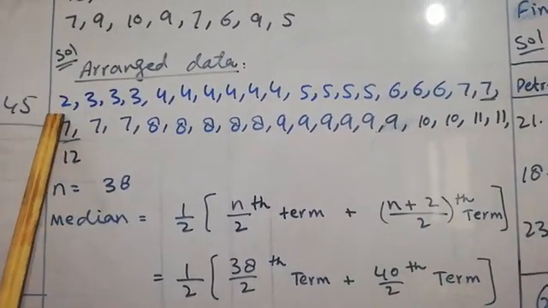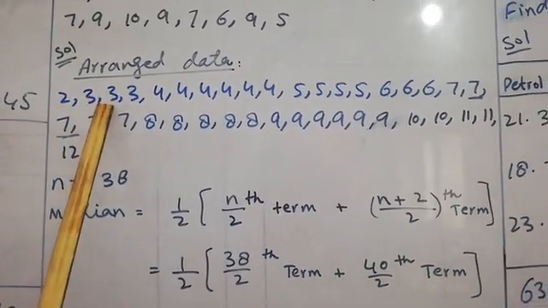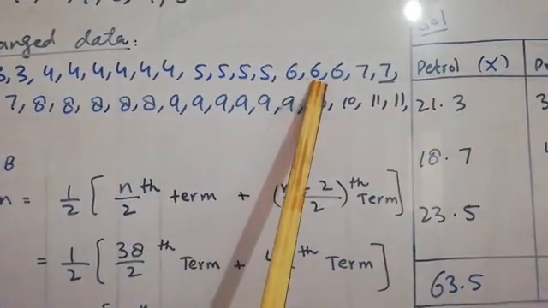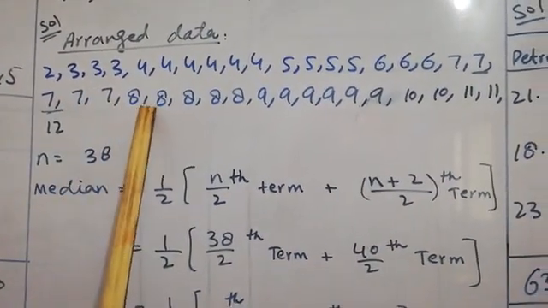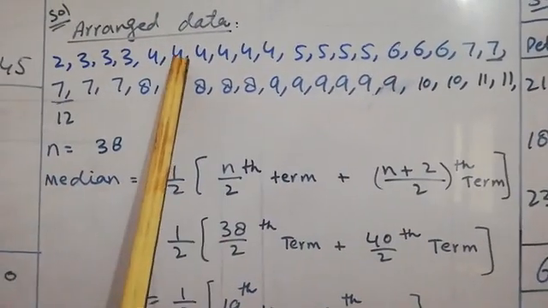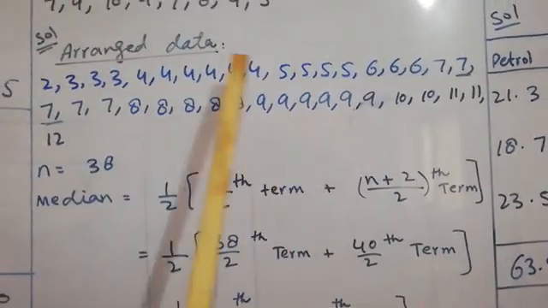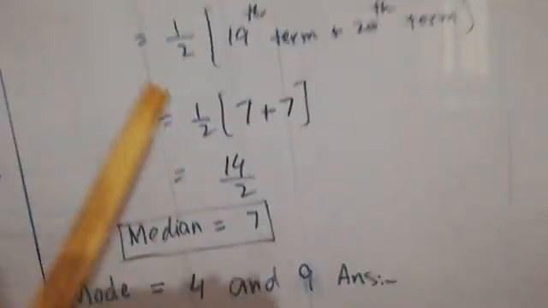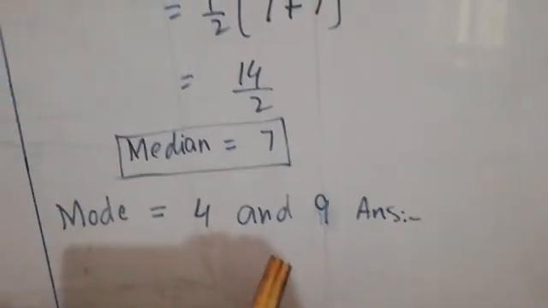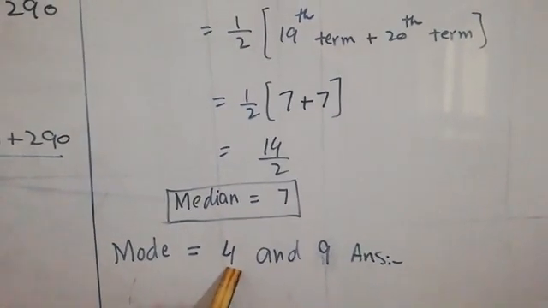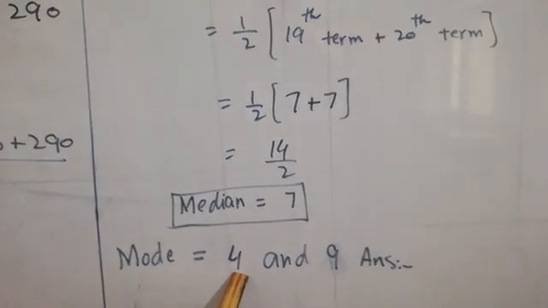So you can observe that 4 and 9 each appear 6 times. So both values are the mode. So we can say that the mode is equal to 4 and 9. There is no need to do any calculation or use any formula in ungrouped data for the mode.